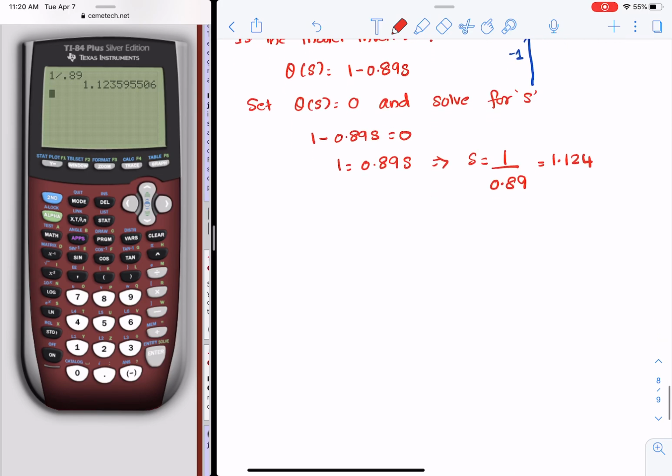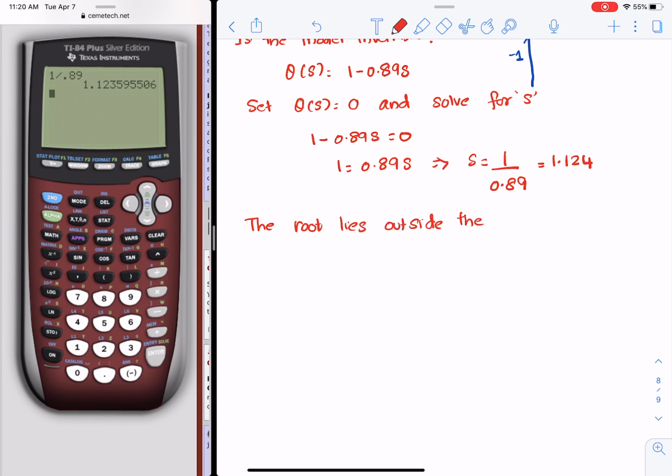And clearly that is outside the unit circle and it is a real number, so it's obvious. So we could say that the model is invertible.